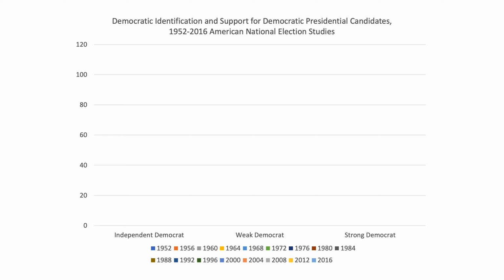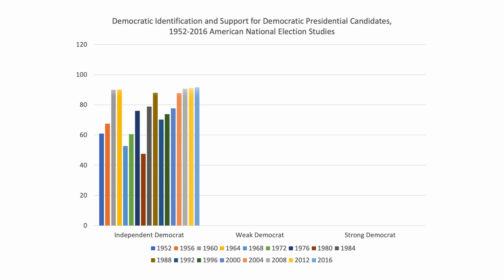And what I basically did was take each of these elections and look at how each of these three groups, independent Democrats, weak Democrats, strong Democrats, supported their party's presidential candidates. Among independent Democrats, you'll notice some real variation going on. That first blue bar is the 1952 contest between Democrat Adlai Stevenson and Republican Dwight Eisenhower. And you'll notice Stevenson only gets about 60% support among independent Democrats.